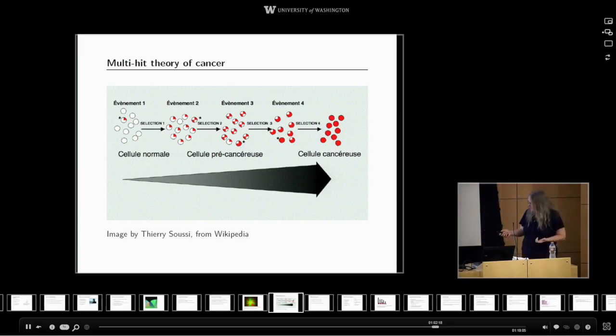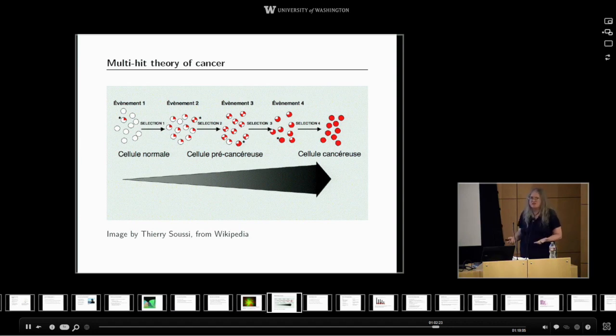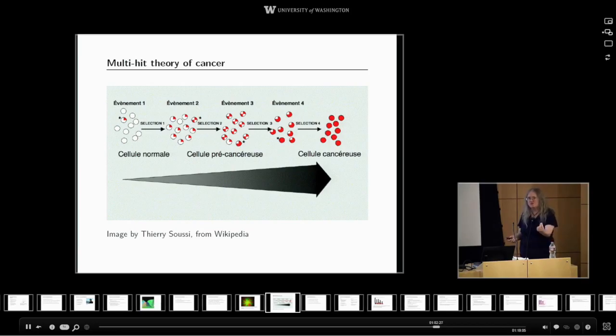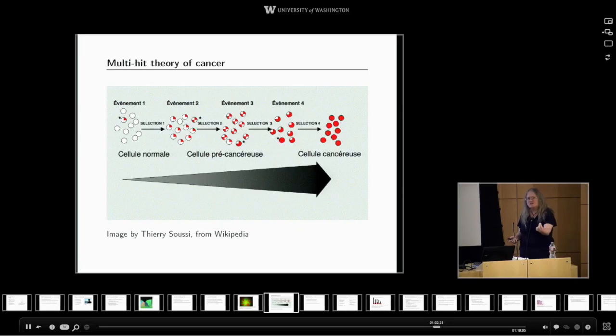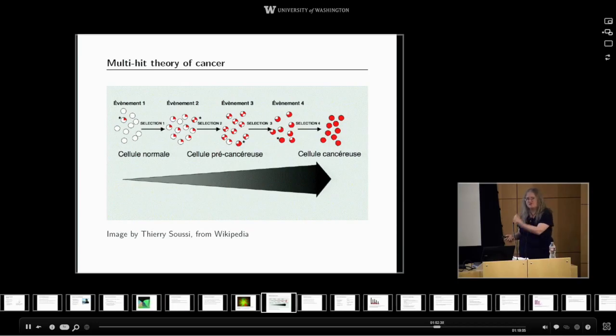The thing about this model is it pretty much requires each step to have some kind of selective advantage. That's what selection is saying in this graph. If a cell has a mutation that could eventually lead to cancer, but that cell itself has no growth advantage, it's never likely to have more than a few offspring. And that's a pretty small target for the needed second and third and fourth mutation to happen in.